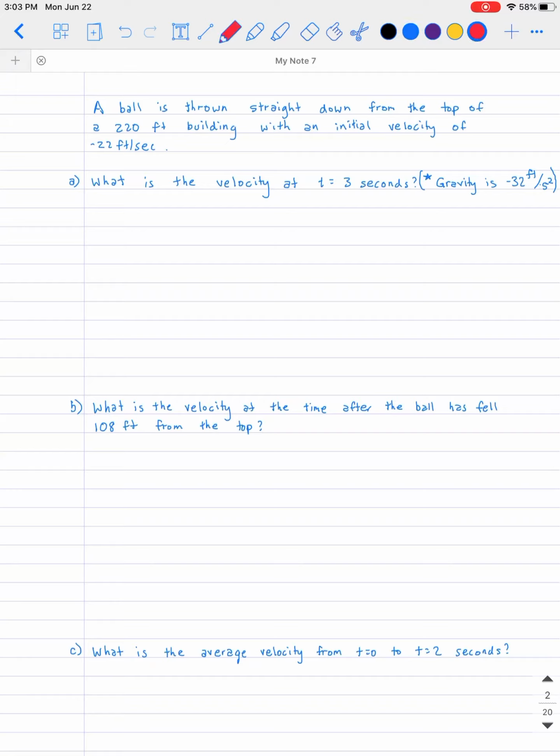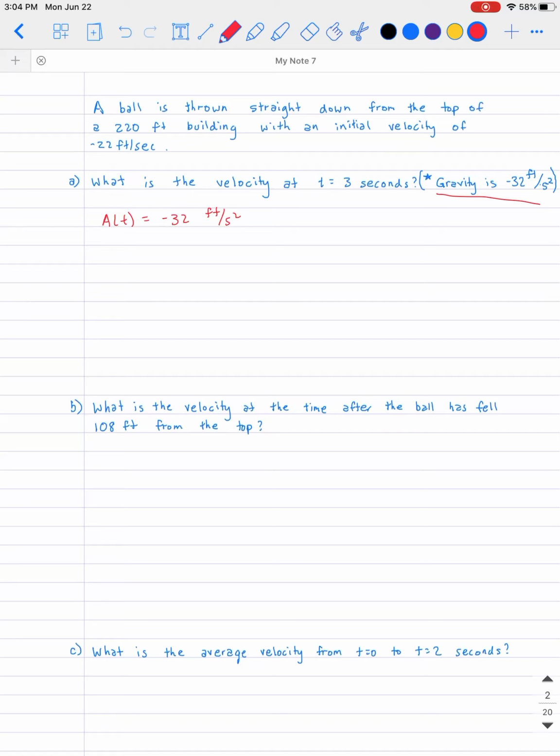So let me show you how this problem would actually start out. The gravity that I gave you, negative 32 feet per second squared, is going to be our acceleration, because gravity in this case is acceleration. So one way to think of it is that A of t is equal to negative 32, and if you want to write the units down, feet per second squared.